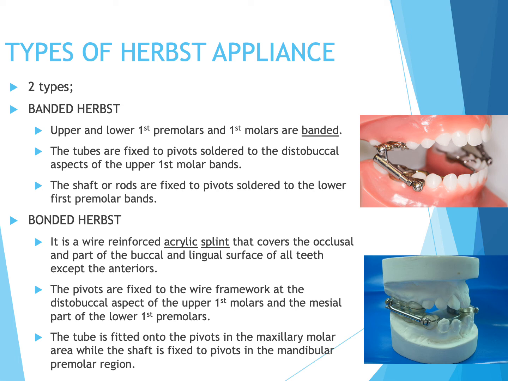For the bonded Herbst, it is a wire reinforced acrylic splint that covers the occlusal and parts of the buccal and lingual surfaces of all teeth except the anteriors. The pivots are fixed to the wire framework at the distal buccal aspect of the upper first molar and the mesial part of the lower first premolar. The tube is fitted onto the pivot in the maxillary molar area, while the shaft or plunger is fixed to the pivot in the mandibular premolar region.